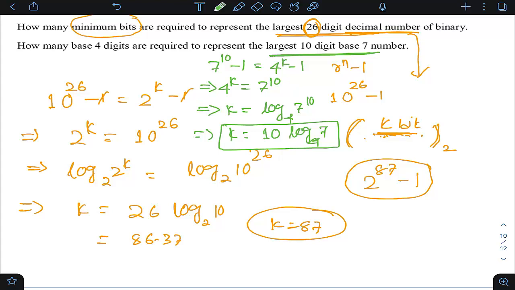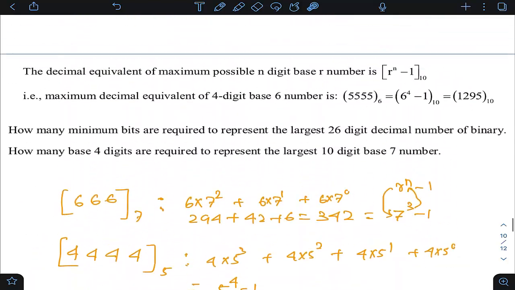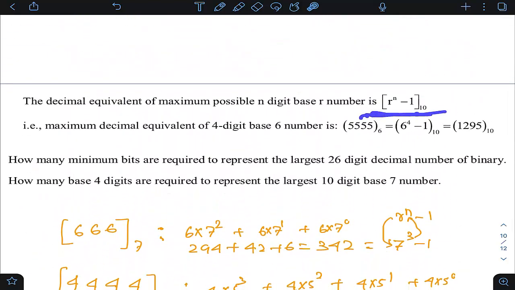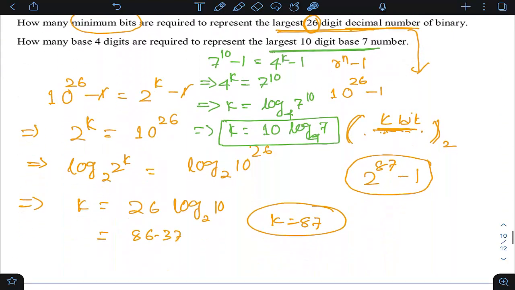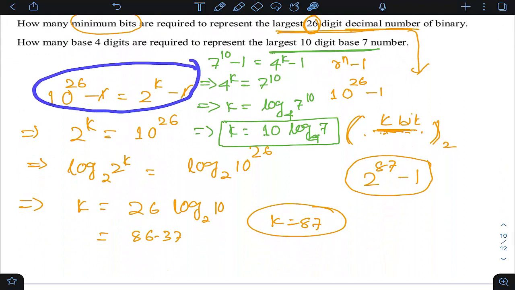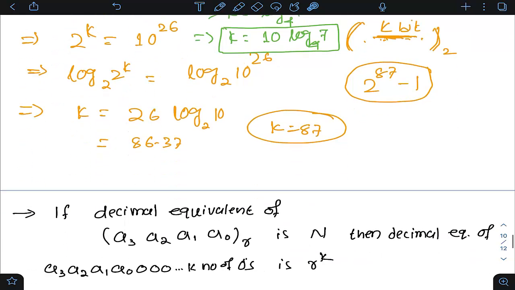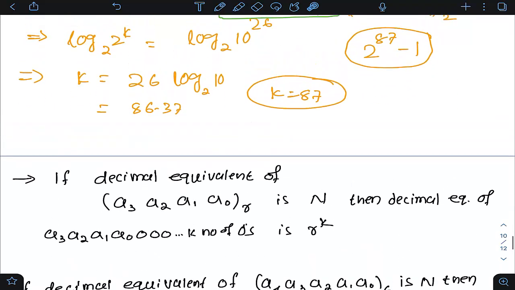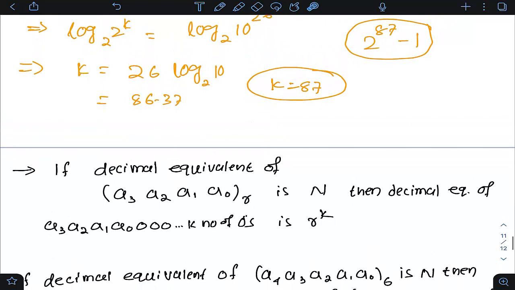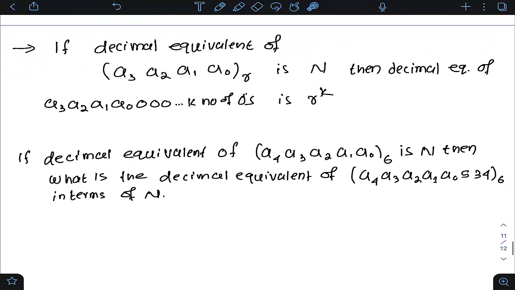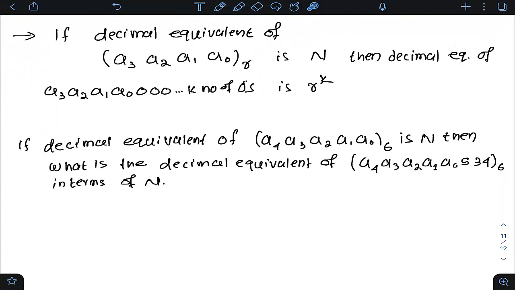That will be your corresponding answer. This is one of the best problems in number systems. To answer this, you should have this idea, and even if you have this idea, you should get the idea to generate this kind of equation, and then a little bit of maths knowledge with respect to log. And this is one concept, and one more concept I want to attach here.